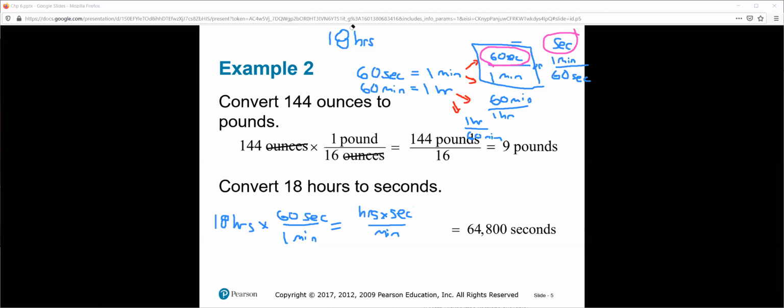What I need is a way to get rid of the hours and get rid of the minutes. How do I do that? Well, if hours is in the numerator, I get rid of it by having hours in the denominator. So what I need is something with hours in the denominator, and then I also need something with minutes in the numerator. That's how I can get rid of these two I don't want. Cool.